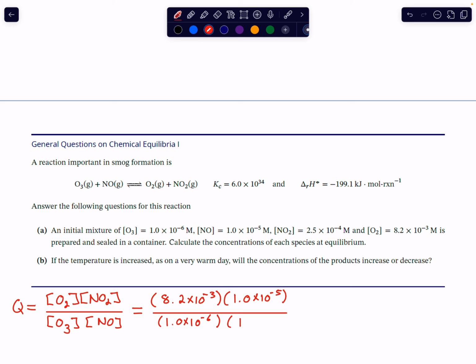NO2. No, sorry, that's just a writing mistake. This should be NO2, so that's 2.5 times 10 to the negative 4. And then this is 1.0 times 10 to the negative 5. Yes, 8.2, 2.5, 1.0, 1.0 times 10 to the negative 5. And this gives a value of a lot, 205,000.